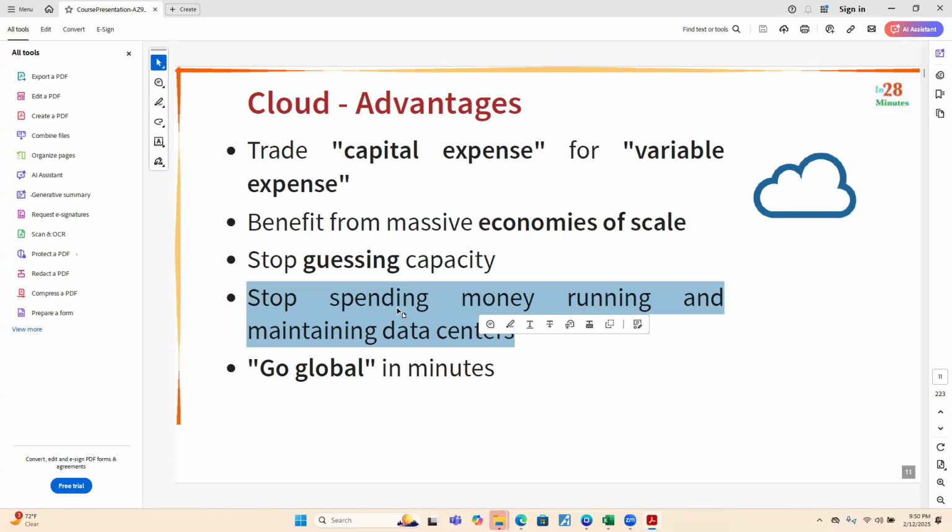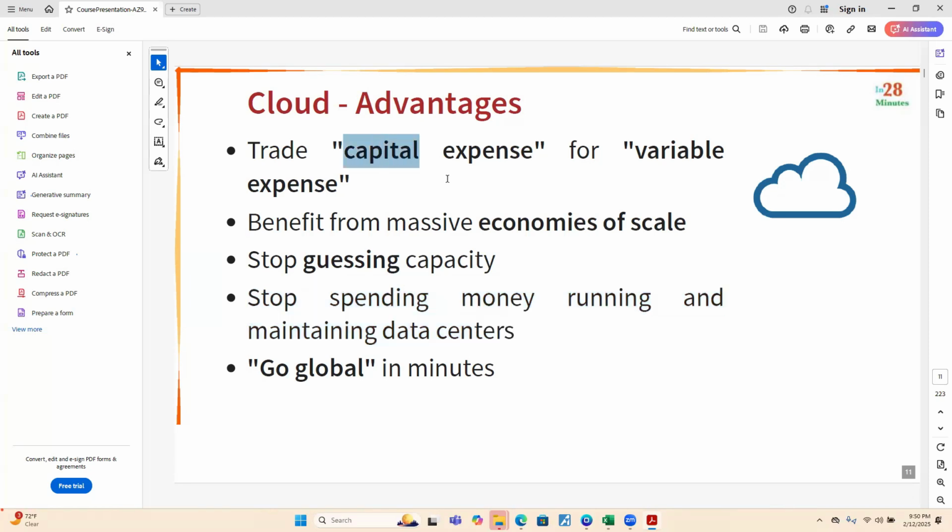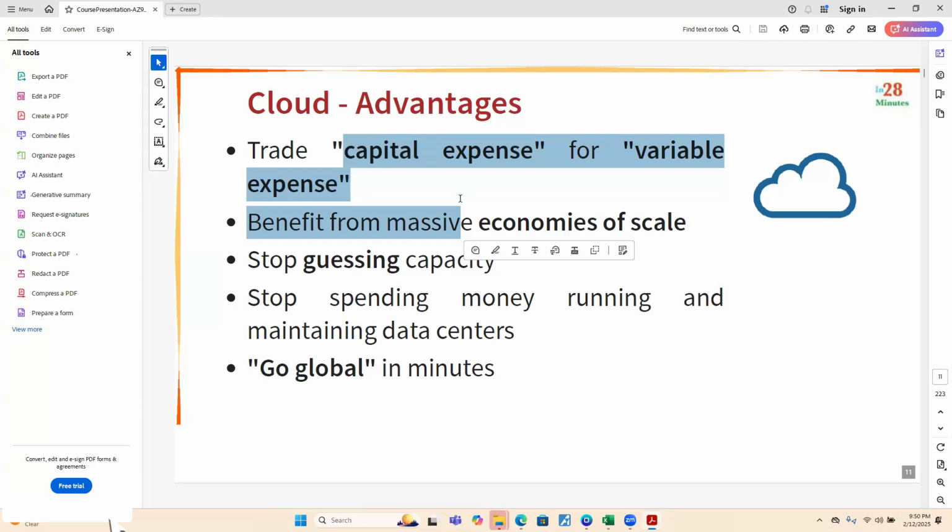And the third thing is capital expenditure versus variable expenditure. I have told you, the initial expenditure that you spend for procuring all these computers and servers is called capital expenditure. Since in the cloud, there is no need for you to spend thousands and thousands of dollars for all these things, instead you can pay for only the services that you want to use. That is where we rent these things. That is what is called variable expenditure.